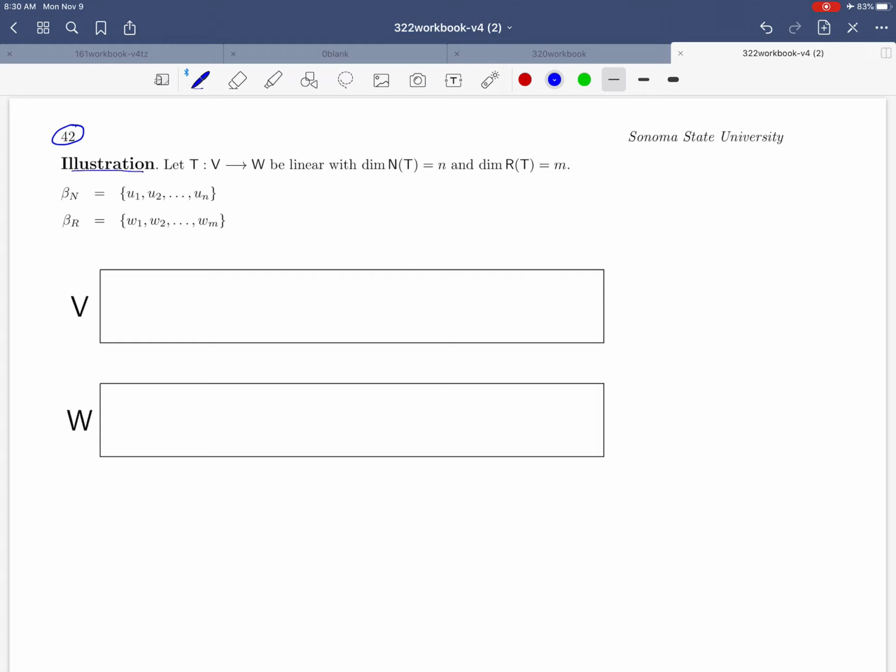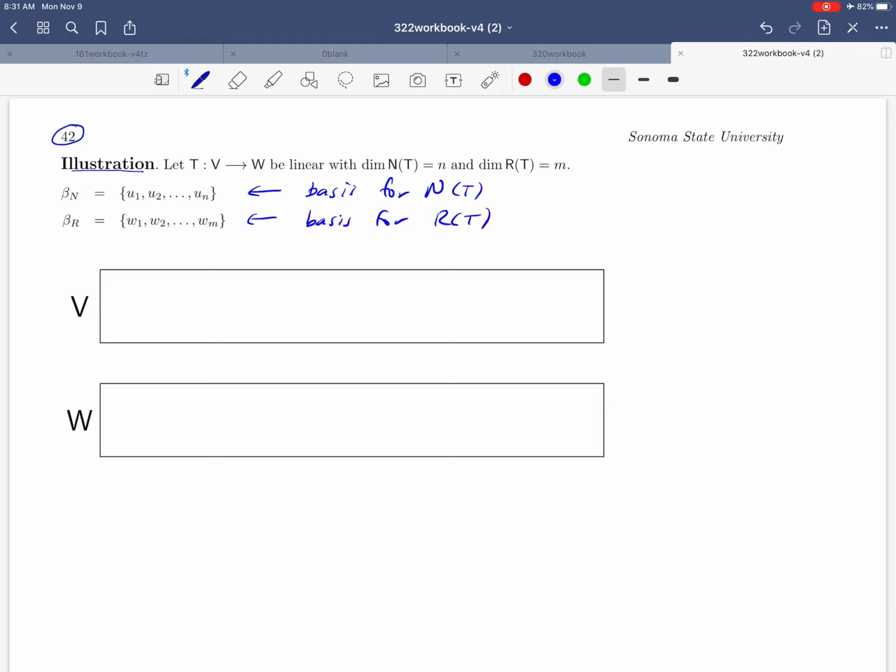So they are saying, suppose that T from V to W is a linear transformation with the dimension of the null space being n and the dimension of the range being m. What that means is that we can start by choosing a basis for the null space that has n vectors in it. So there's a basis for N(T). And we can choose a basis for the range that has m vectors in it.